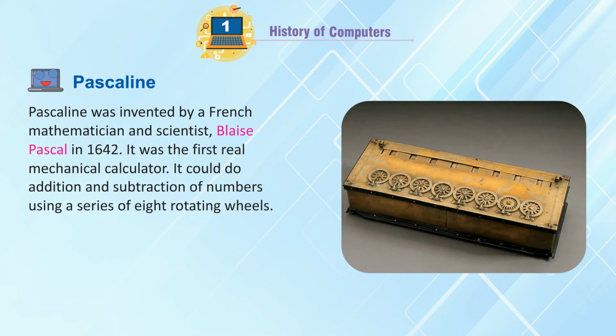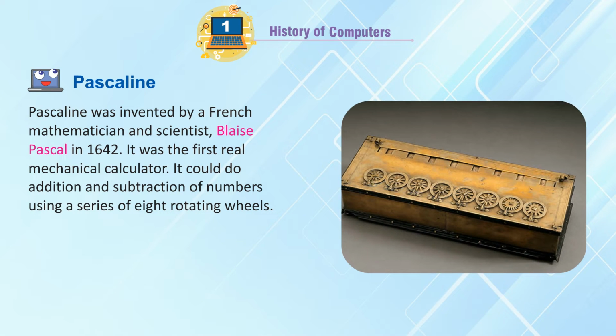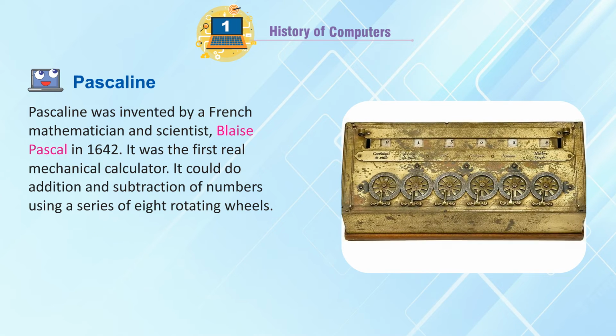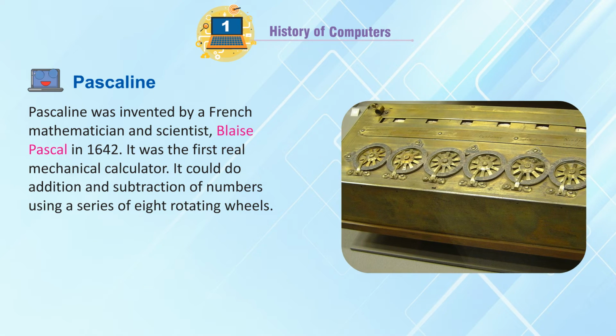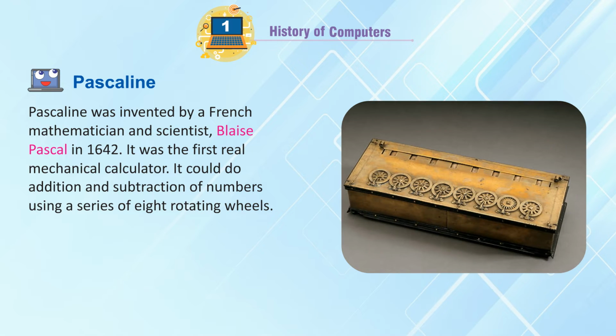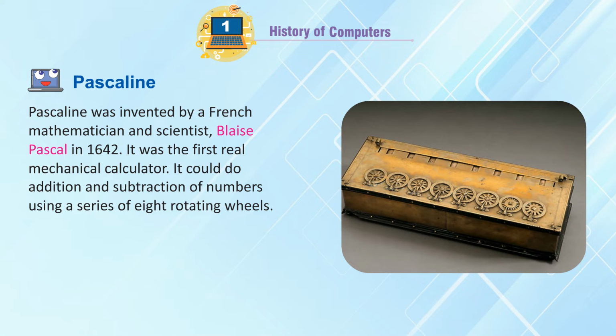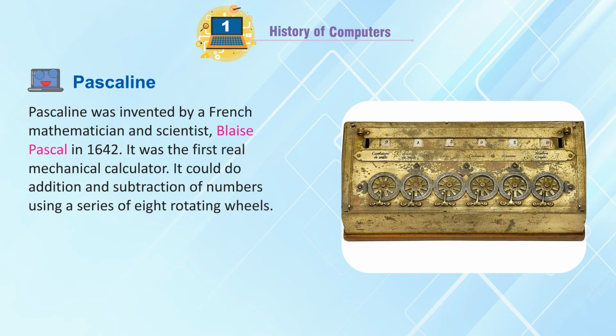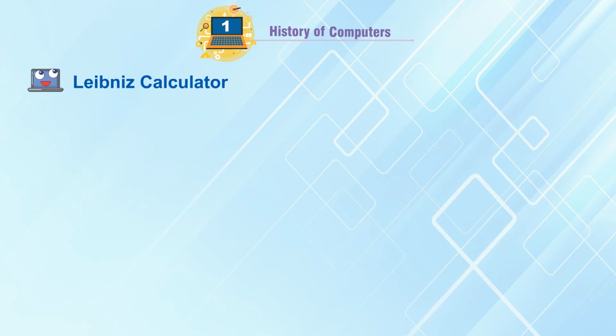Pascaline. Pascaline was invented by a French mathematician and scientist, Blaise Pascal, in 1642. It was the first real mechanical calculator. It could do addition and subtraction of numbers using a series of 8 rotating wheels.